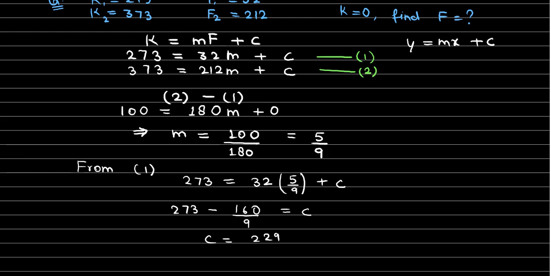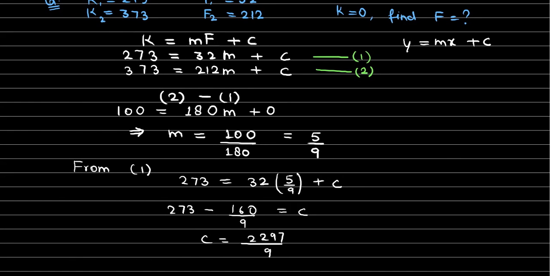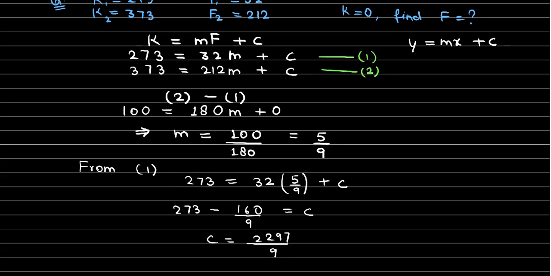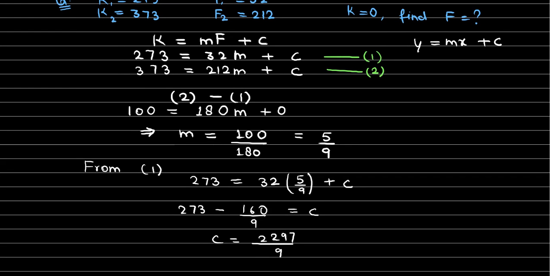Yes, good, Kanishka and Mitoshmita. So finally, what can I write in place of the linear expression? We can write that k is equals to 5/9 times f plus 2297/9. That is, k is equals to 5/9 times f plus 2297/9. This is the expression from here to there.